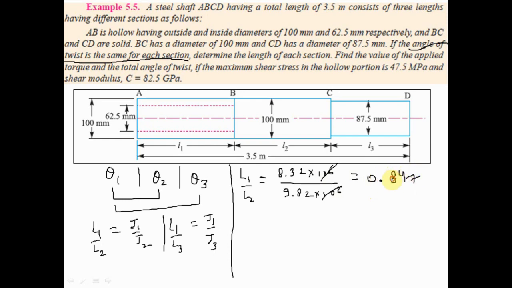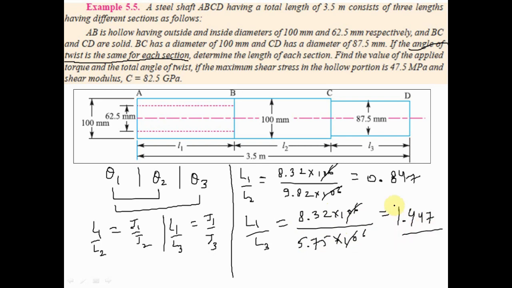Then similarly, L1 by L3 is equal to J1 by J3. J1 you got 8.32 times 10 to the power 6 upon J3, and J3 you calculated as 5.75 times 10 to the power 6. You cancel this out and take the ratio, it will be 1.447. Calculate along with me. L1 by L2 you got 0.847, L1 by L3 you got 1.447.